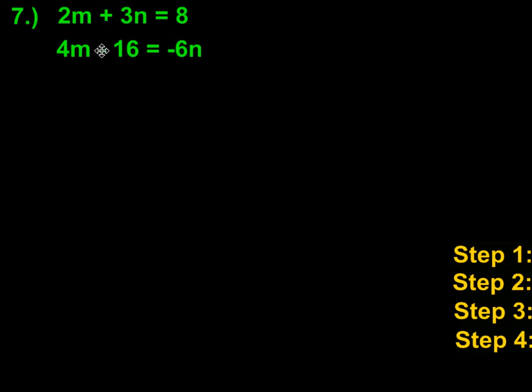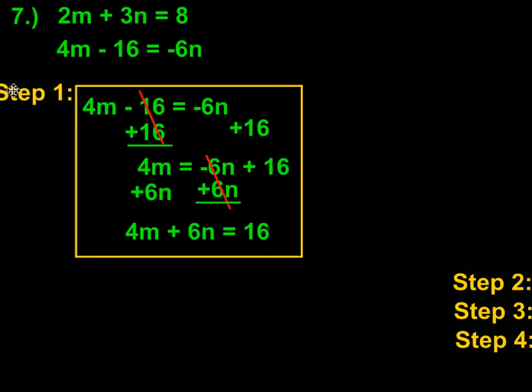In order to be able to compare these two and get them so that my m or my n is the same but inverse of signs, I need to get this n over to here and this 16 over to here. So my first step is going to be rearranging this equation. So I'm going to have to add 6n to both sides and add 16 to both sides. Let's take a look at how we do that.